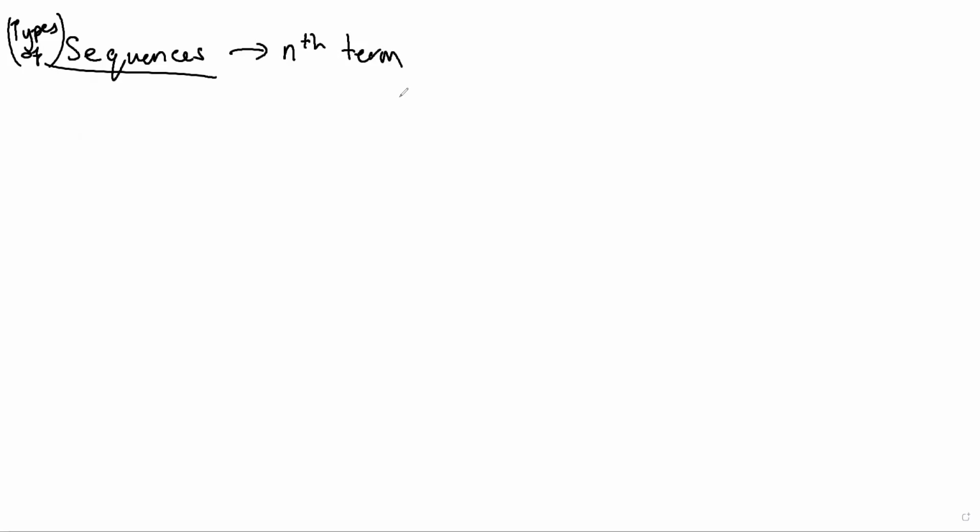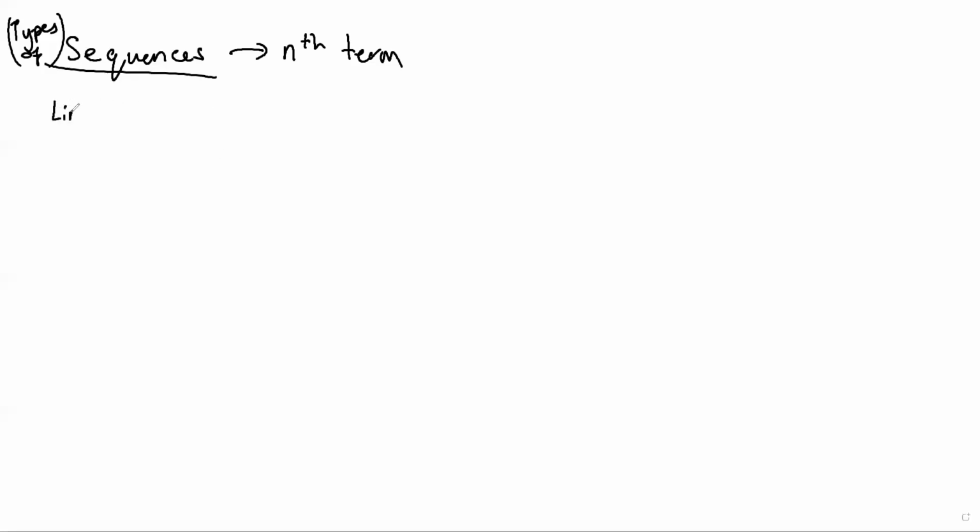Now, in another video, I'll cover how to actually find the nth term for sequences, both linear and quadratic. But today we're just going to be learning about the nth term, but not actually how to calculate it. So I'll give an example of a sequence.